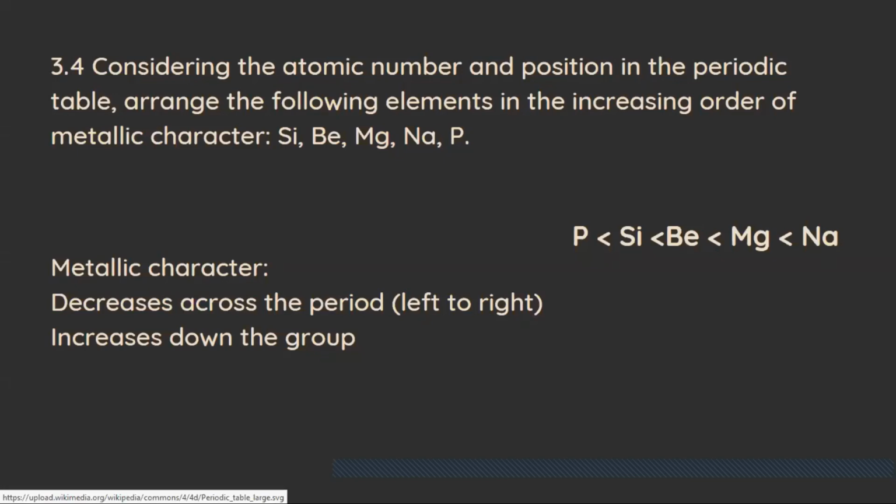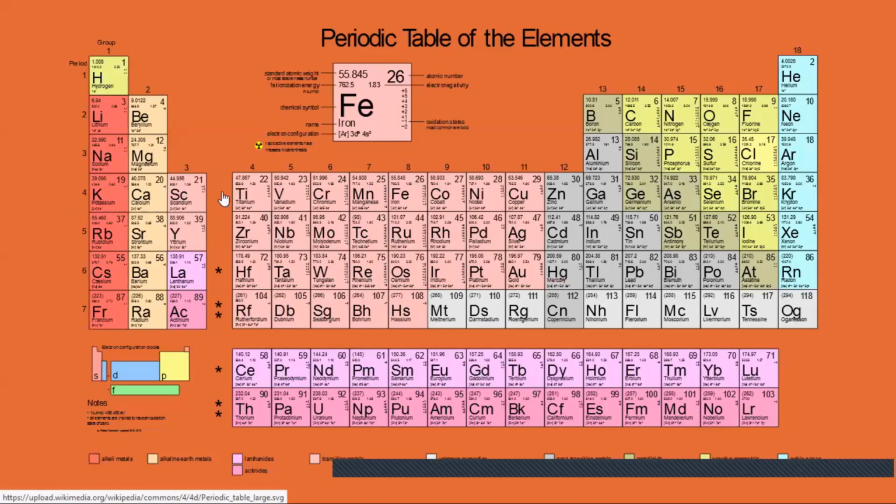Considering the atomic number and position in the periodic table, arrange the following elements in increasing order of their metallic character: silicon, beryllium, magnesium, sodium, potassium. Sorry, phosphorus. It's phosphorus. Anyways, here, if you notice, metallic character generally decreases across a period, which means these elements are non-metals, these elements are metalloids, and these are all metals.